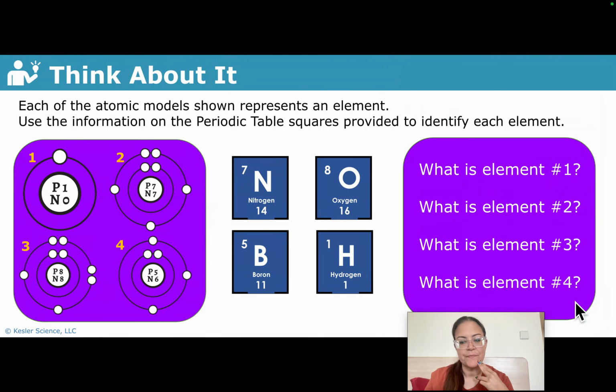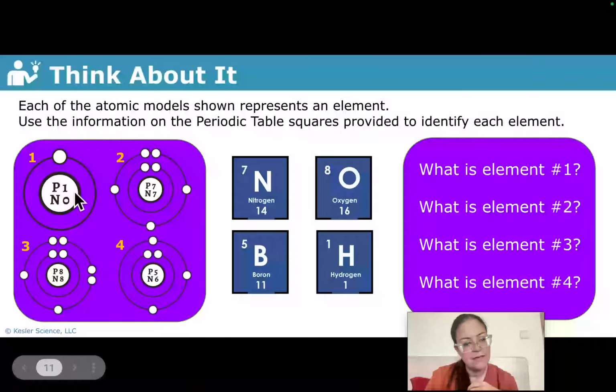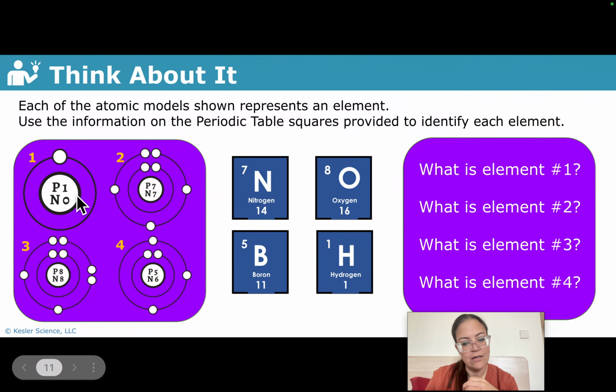That's okay. So let's talk about some of these. Each of these atomic models represents an element. Use the information on the periodic table squares provided to identify each element. This one here has 1 proton and no neutrons, and it has 1 electron out here in this shell. If it has 1 proton and 0 neutrons, we know its mass must be 1. So this one must be hydrogen.